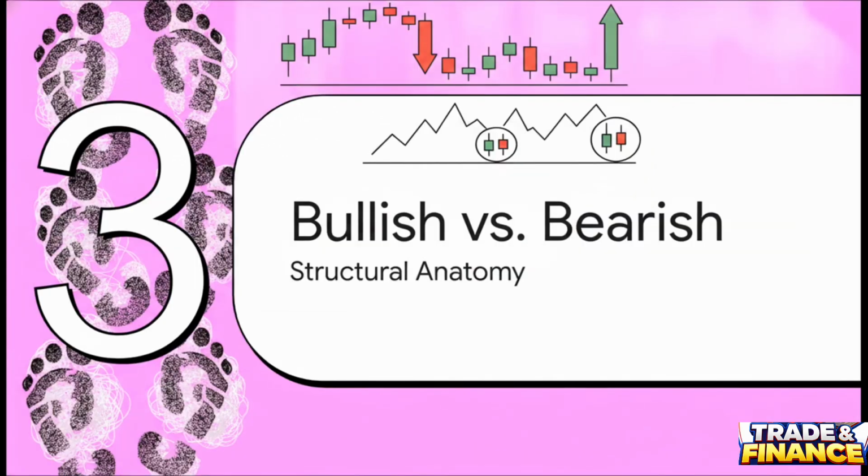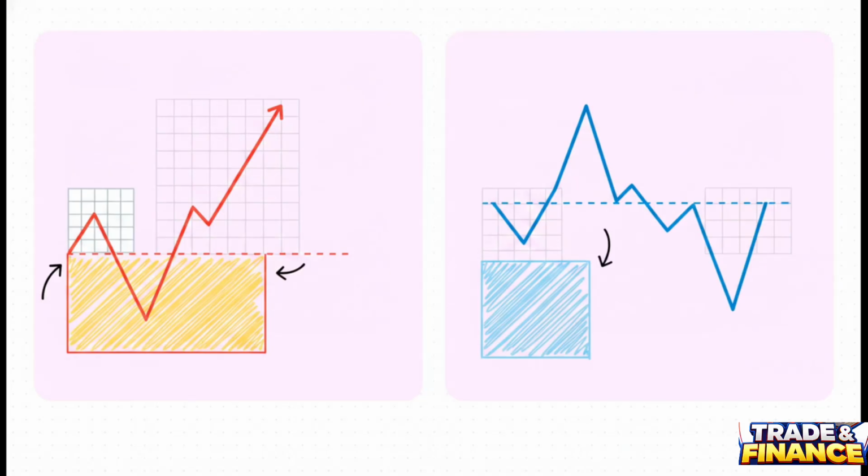All right, Section 3, bullish versus bearish, breaking down the structural anatomy. Let's neatly contrast the two variations here. For a bullish breaker, the market forms a low, then a high, then a lower low. Now, this is the liquidity sweep that traps the sellers. Immediately after that, it rallies to form a higher high, breaking structure. The bearish candles that formed before that swept low, those become your bullish breaker zone.